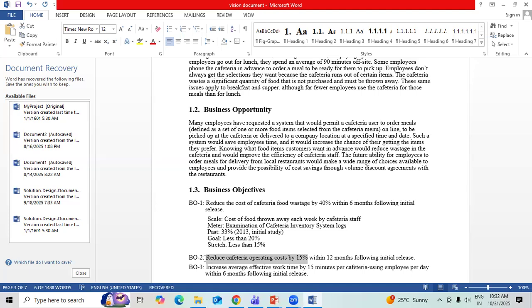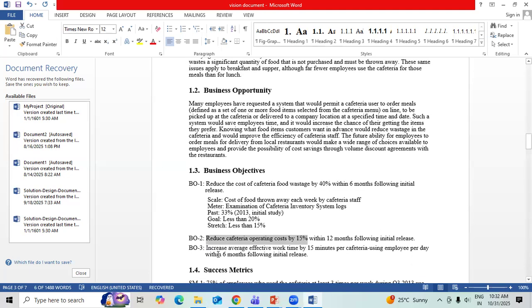Reducing the cost of cafeteria food wastage, that is point number one. Second, reduction in cafeteria operational cost is also one of the key things. Next, we want to increase the average work time. This is even more important. This is also one of the business objectives. We want to increase the average work time by 15 minutes per employee per day using the cafeteria. So increasing the average effective work time by 15 minutes is also one of the core business objectives that, as a solution provider being a BA, we have to identify.